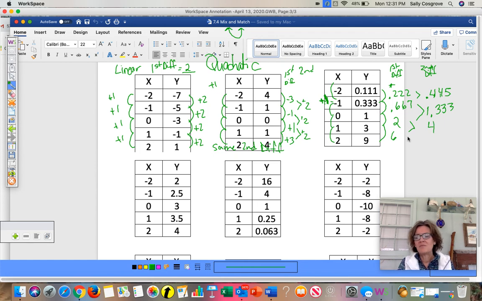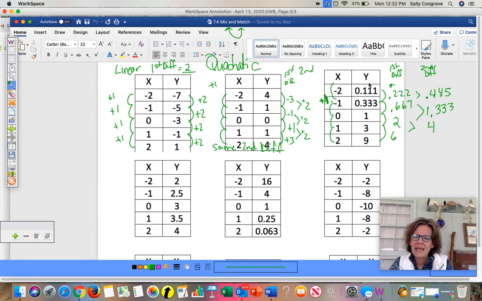My first differences are not the same. My second differences are not the same. What does that mean? It's not linear. It's not quadratic. It might be exponential. Let's see. It's not automatically exponential. What makes it exponential? Well, it's either completely increasing or completely decreasing. There's no change in direction. And y values increase by multiplying.